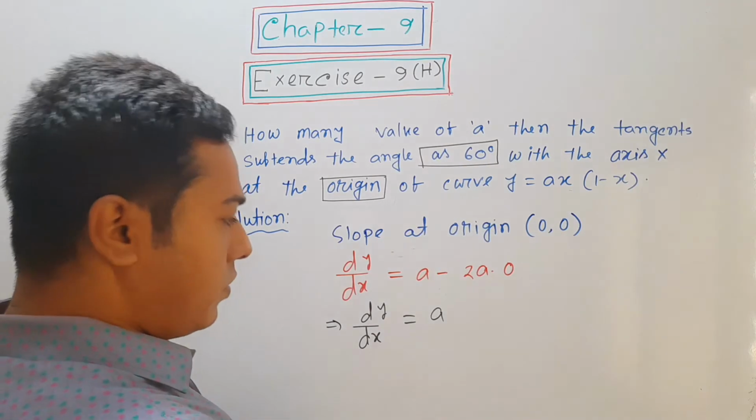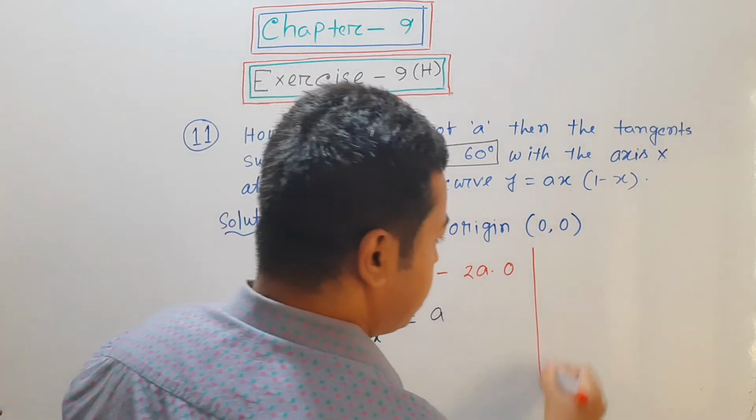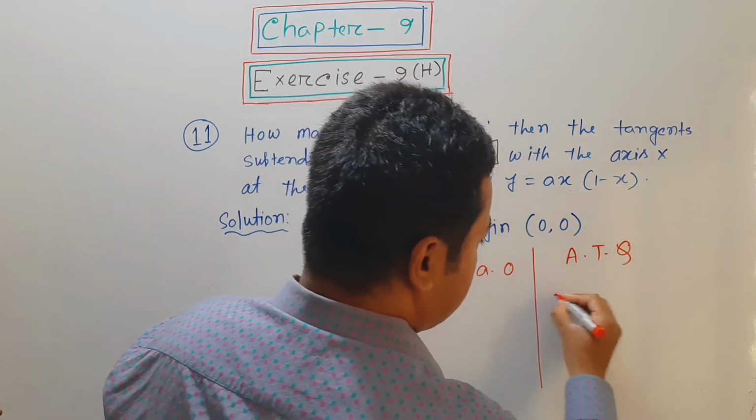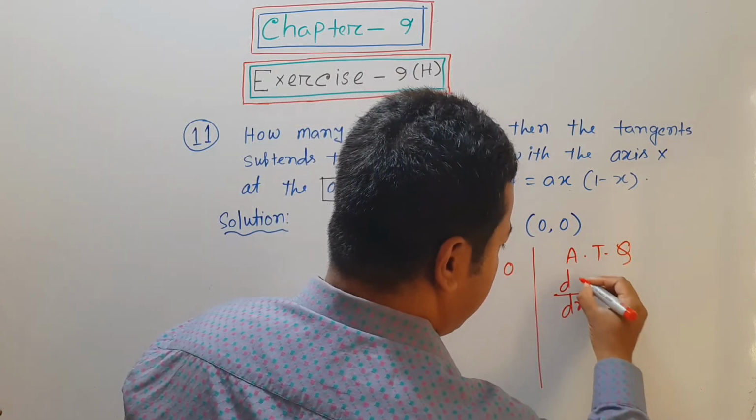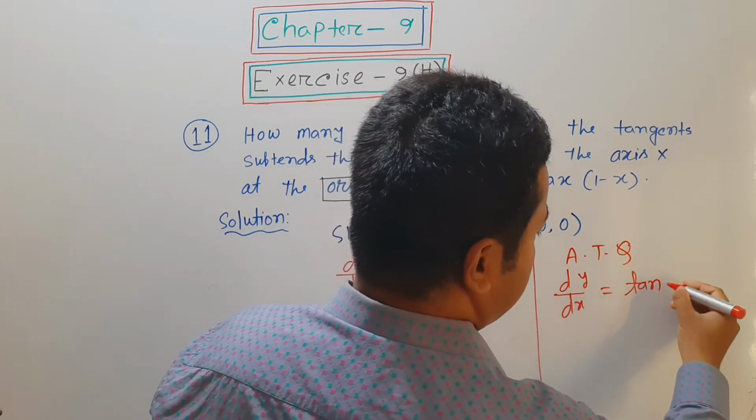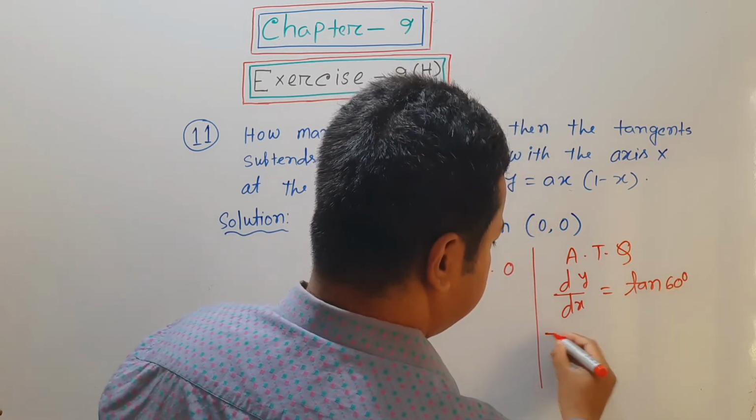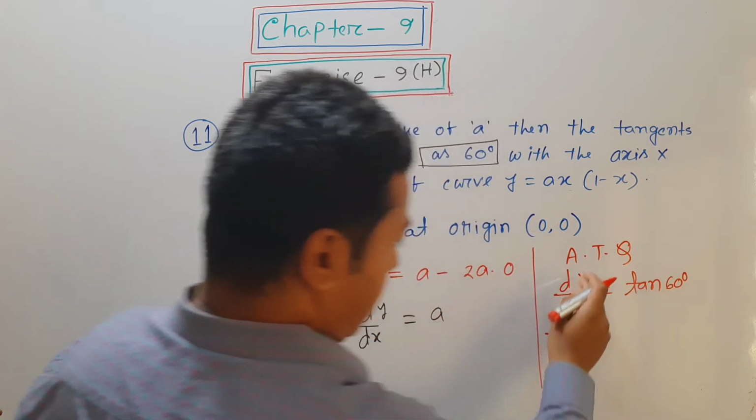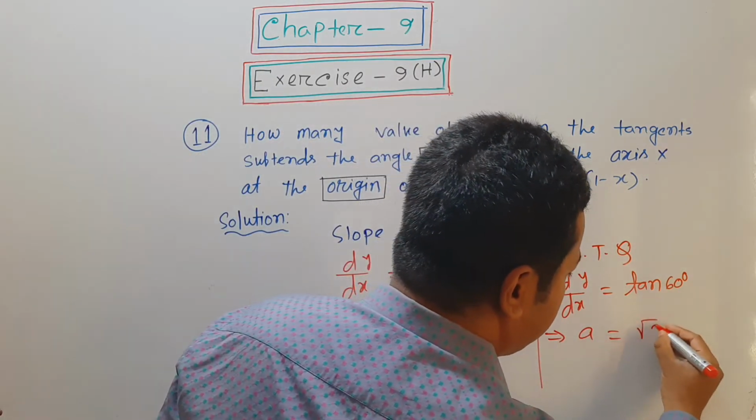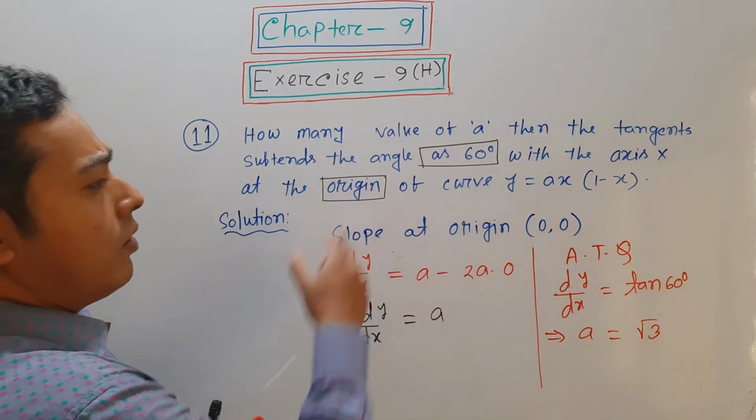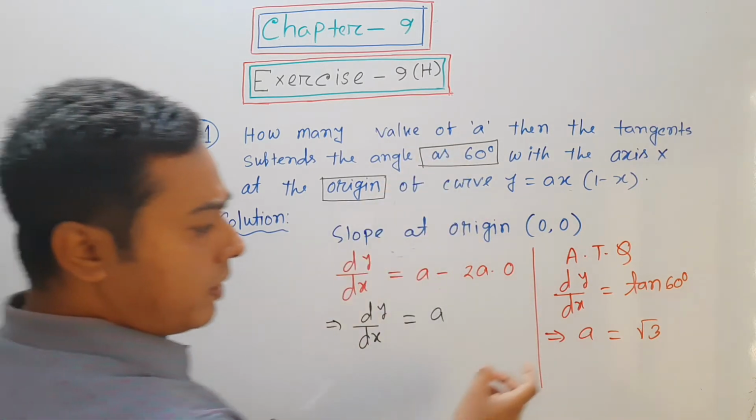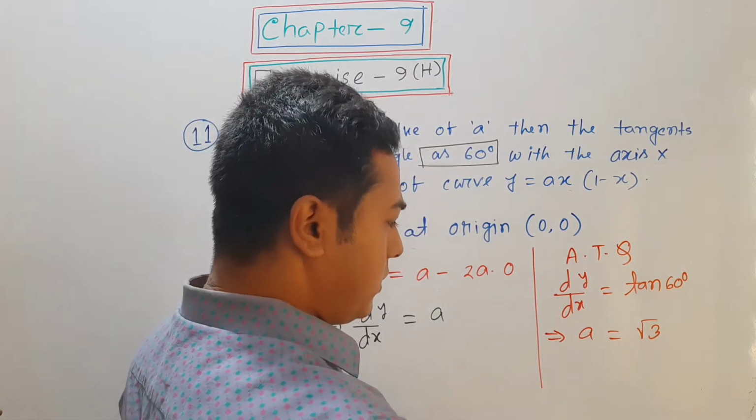But according to the question it is tan 60 degrees. So according to the question we can write d/dx of y is equal to tan 60 degrees and d/dx of y is equal to a. So a is equal to tan 60 degrees, which is equal to root 3, and this is our answer because we have to find the value of a. So the value of a is equal to root 3.